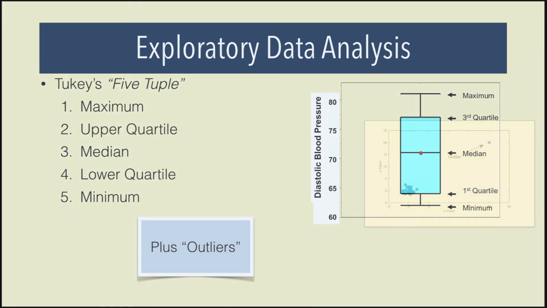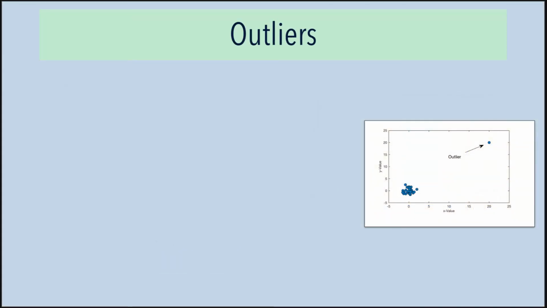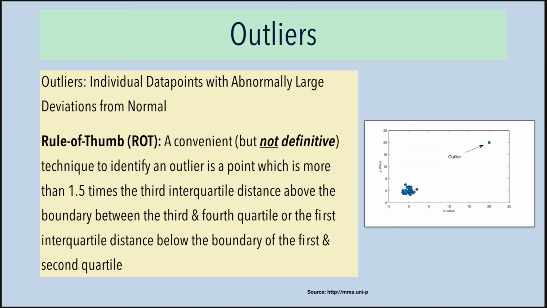What about outliers? Well, outliers, as shown here, are individual data points, maybe a couple of data points, but mostly individual, with abnormally large deviations from normal, kind of as shown in that diagram there on the right. So we have a cluster of data points down in the lower left, and in the upper right, far, far away from the cluster, we have one observation. Who knows why it's out there? It could be erroneous. It could have been a faulty sensor. It could be valid and worth following up on.